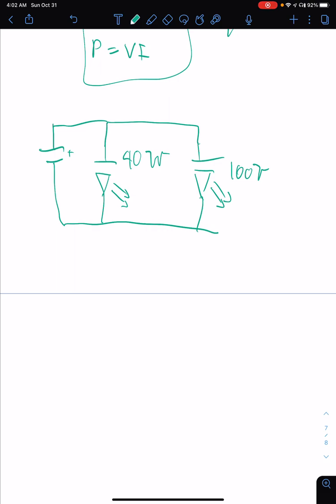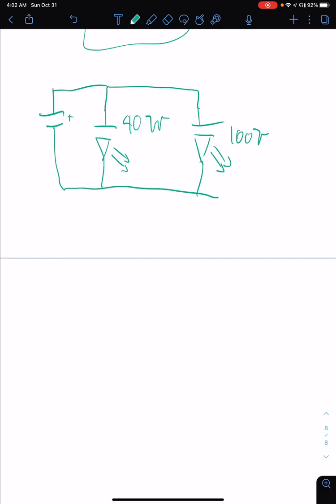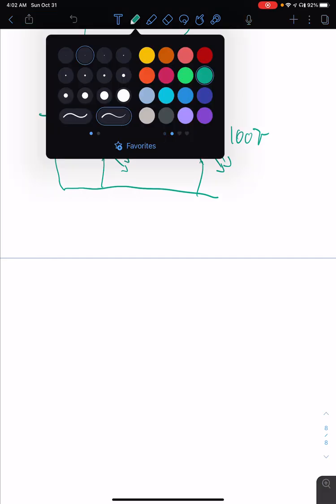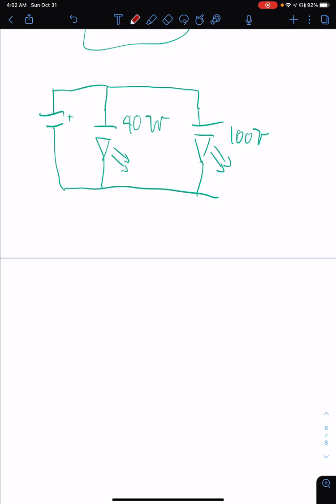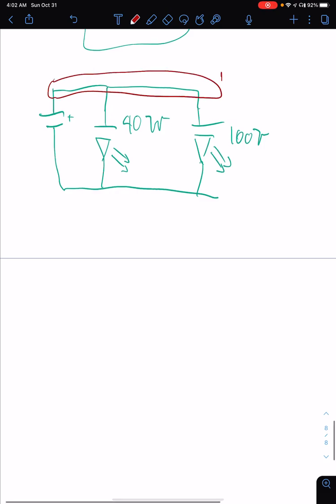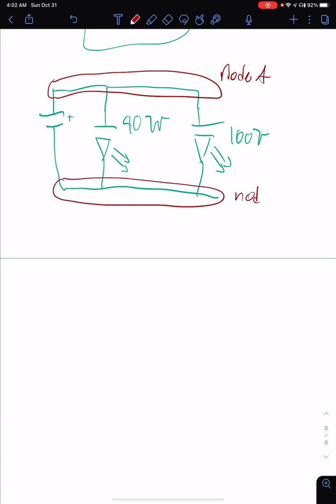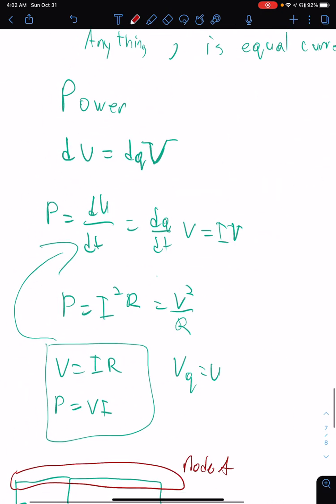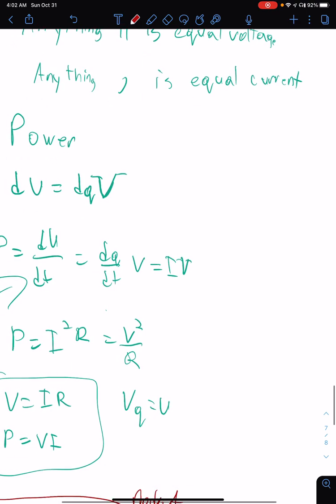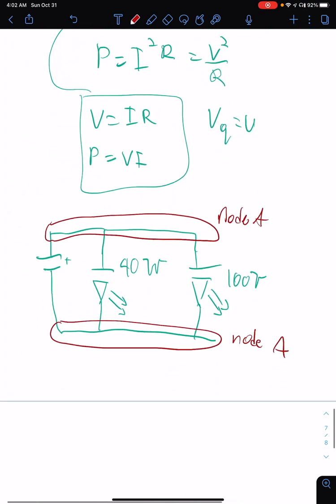Okay, so they're in parallel, which means the voltage over the terminals. Oh yeah, just a quick trick from Circuits 1, is that whenever you're working with a system, always circle the nodes. So this is node A, and then this is node B. And this just helps you determine the rules from before, which is that anything in parallel has equal voltage and anything in series has equal current.